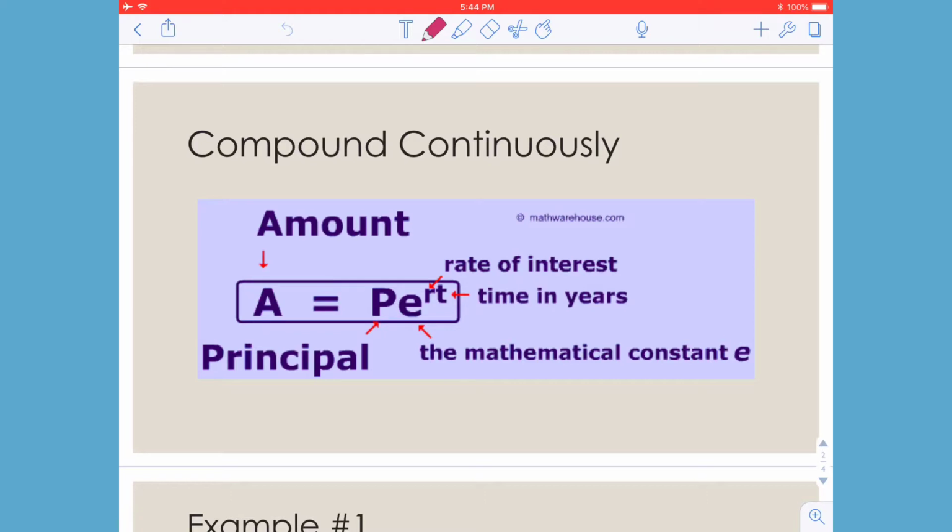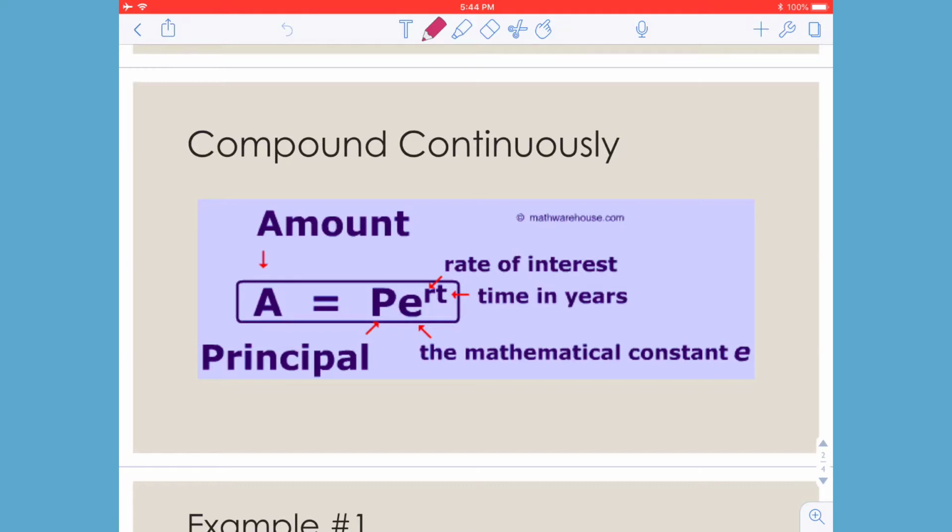P still stands for our principal, and A still stands for the final amount. R is still standing for our rate. It will generally be given as a percentage. You'll need to convert it to its decimal value when you plug it into the formula. And t represents time in years. E again stands for Euler's number, so it is not a variable. It actually represents a number.